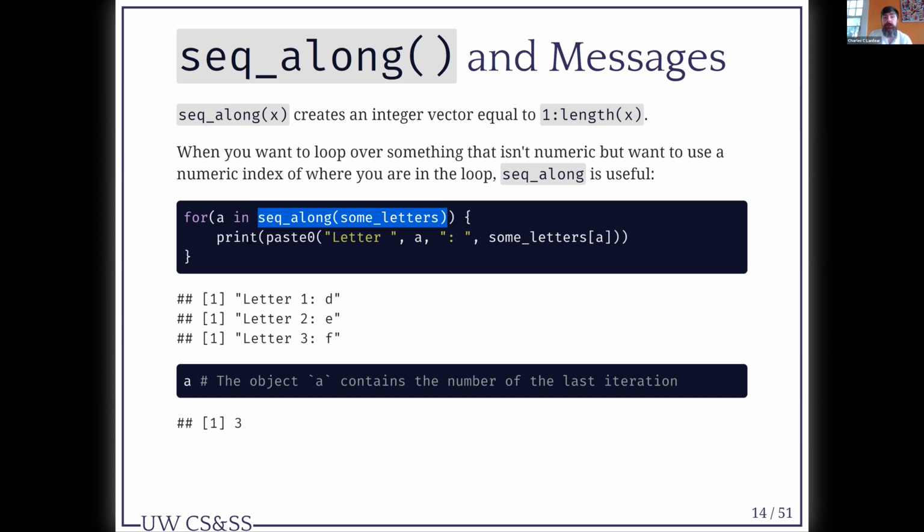I could then say, I would like to print, paste together "letter", a, that's the current iteration, colon space, some_letters subset a. So in the first iteration, a is 1. So it's going to say letter 1, colon space, D, because some_letters' first element is D, right? So we get letter 1 is D, letter 2 is E, letter 3 is F. At the end, if I run that a here, you can see a finished off being 3 and not the letter F because I used seq_along.